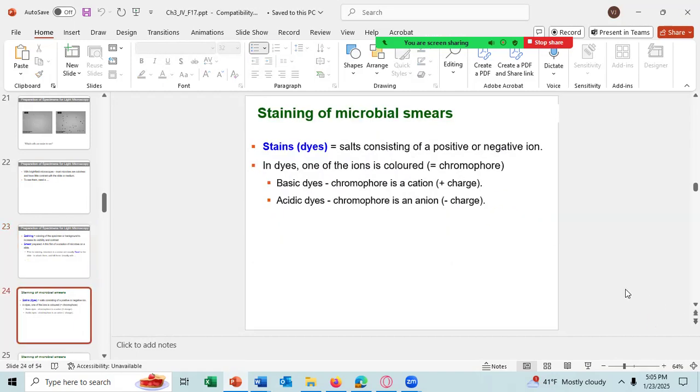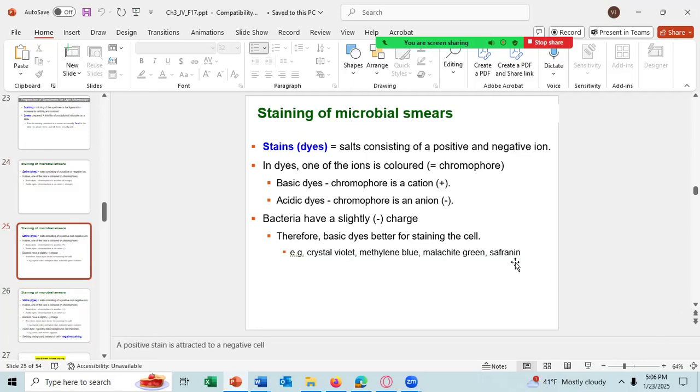All right. A stain is a salt consisting of a positive and a negative ion. One of those ions will be colored, and that is what gives the dye its color. The colored portion is called the chromophore. Basic dyes have the chromophore in the cation, or the positive ion of the molecule. The acidic dye has the chromophore in the anion, or the negative part of the molecule. Any questions about any of that?